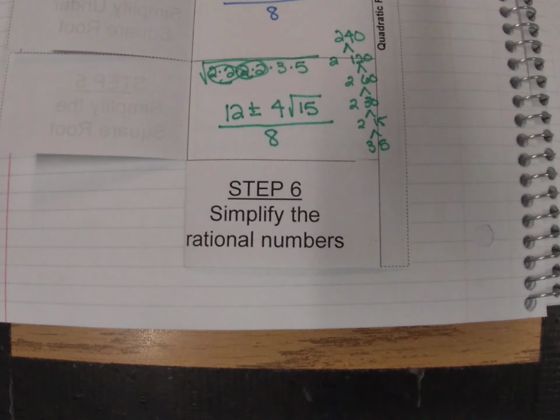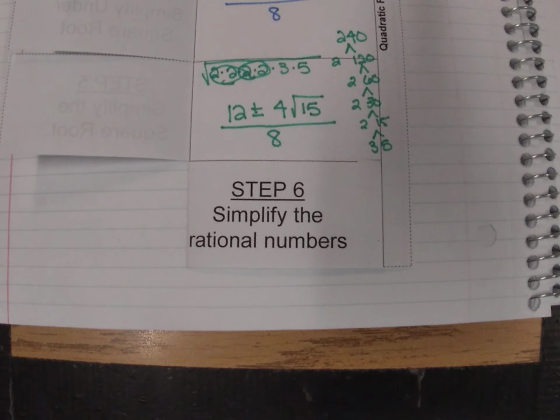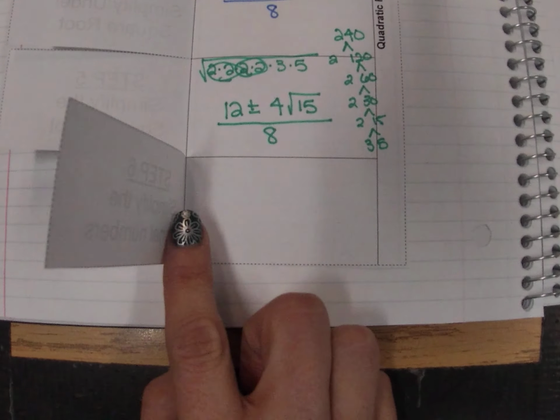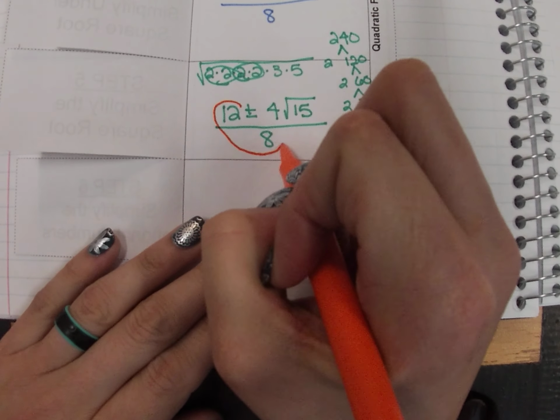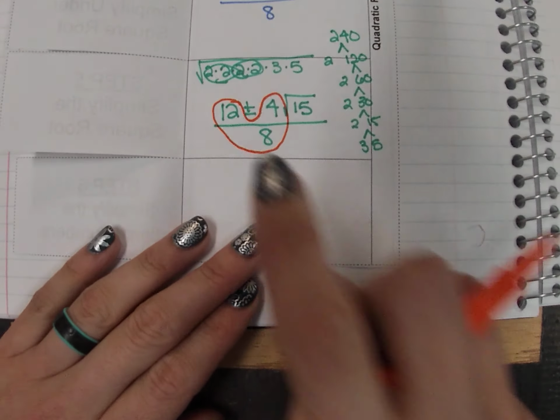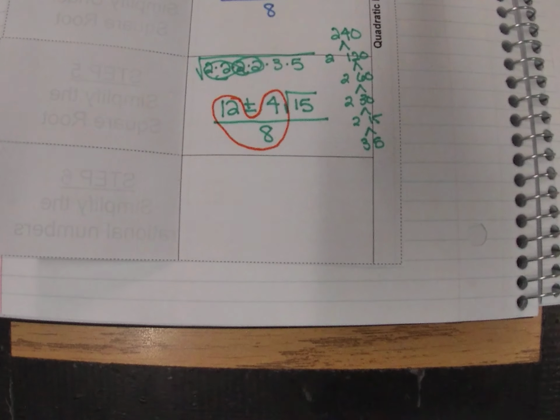Now, we can't forget all the other math that we've ever learned. So our next step is going to be to simplify the rational numbers, which means all the numbers that aren't inside a square root. So when we do this step, we need to make sure we are looking at all 3 places. We're looking at all 3 numbers. You can't just look at 2 of them. You have to consider all 3, and we are going to see if they can be simplified.